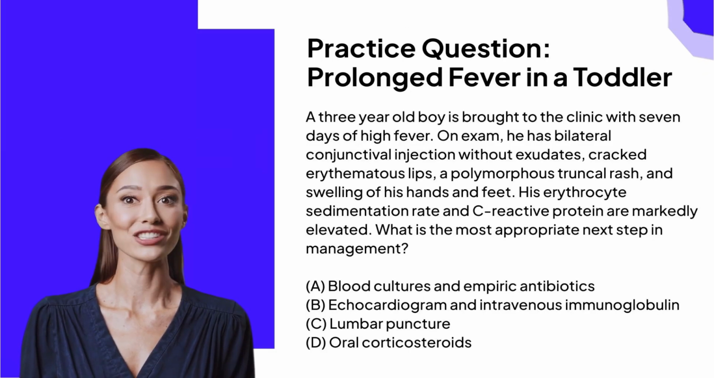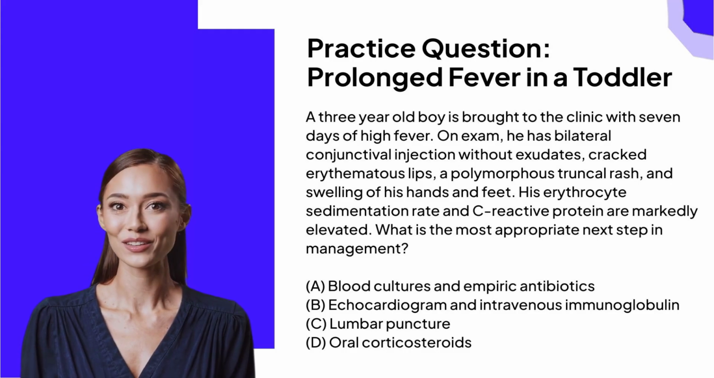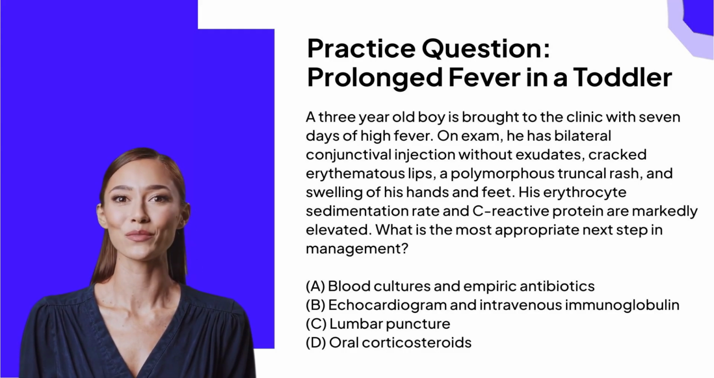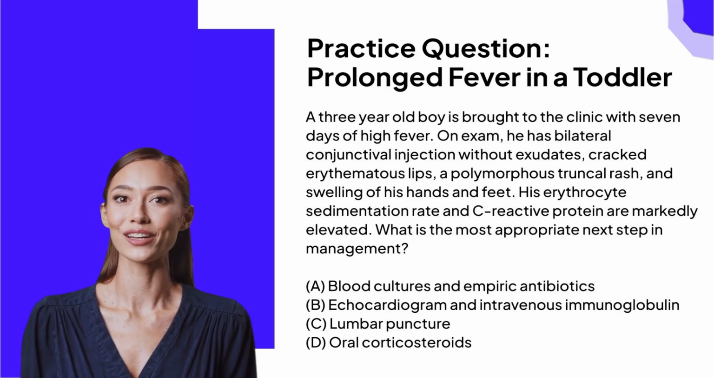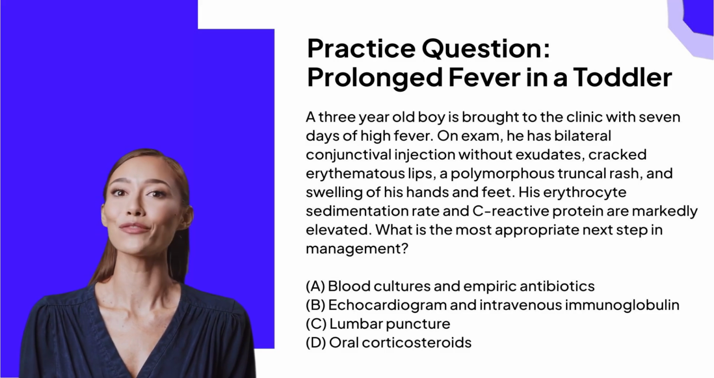Here is our second practice question. A 3-year-old boy is brought to the clinic with 7 days of high fever. On exam, he has bilateral conjunctival injection without exudates, cracked erythematous lips, a polymorphous truncal rash, and swelling of his hands and feet. His inflammatory markers are markedly elevated. What is the most appropriate next step in management?